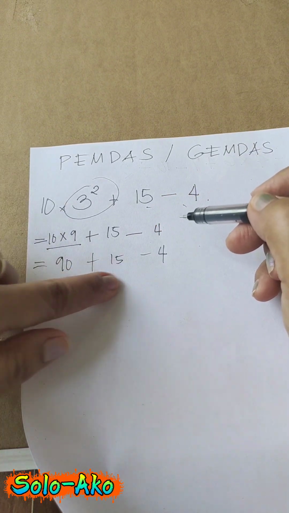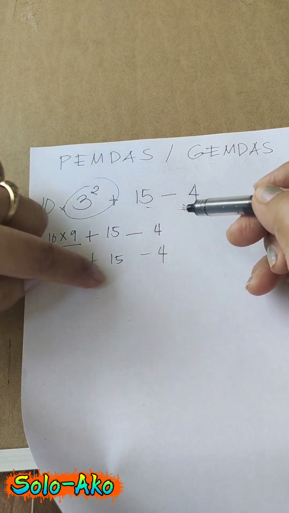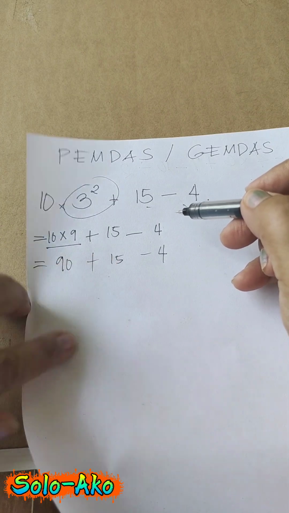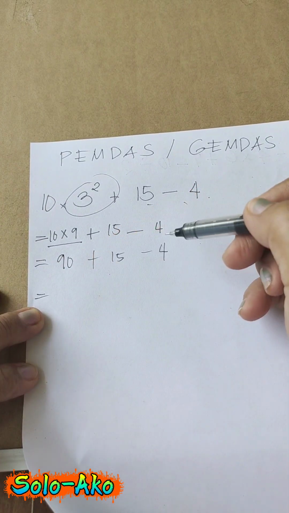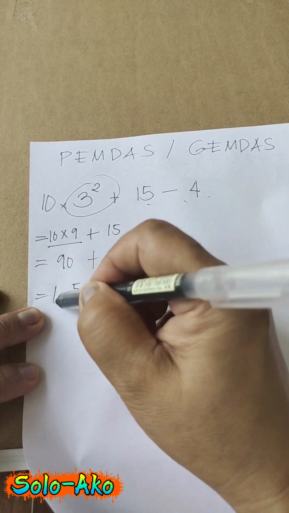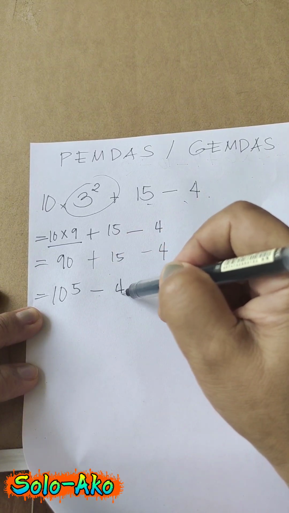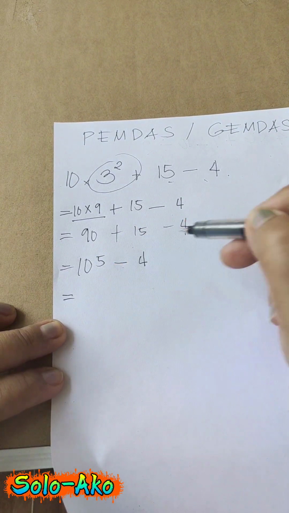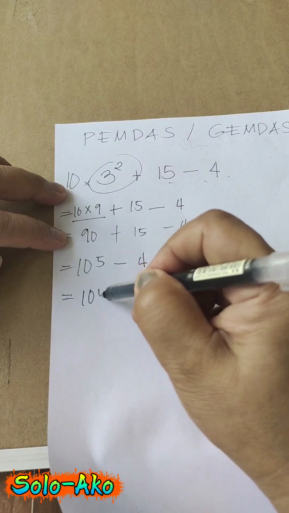So the remaining operations are only addition and subtraction. So therefore, you are going to add now 90 plus 15. That is 105 minus 4. So the answer of this equation is 101.